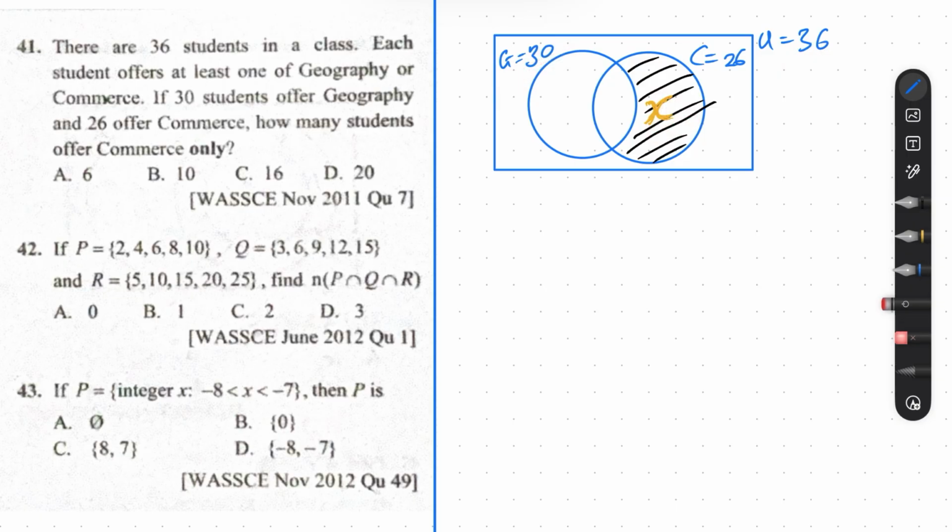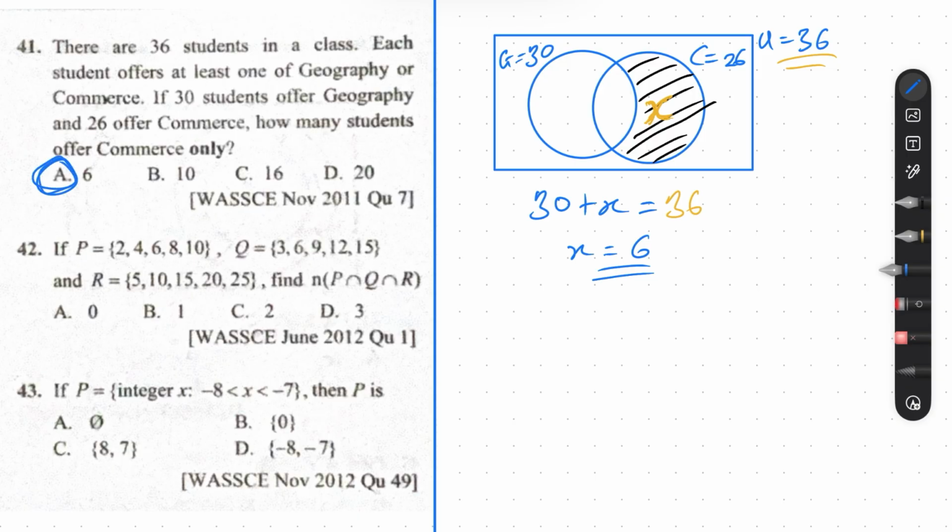So we have 30 plus X should give us the universal set, which is 36. So X will give us 6. So our answer is 6. 6 is our answer. Good.